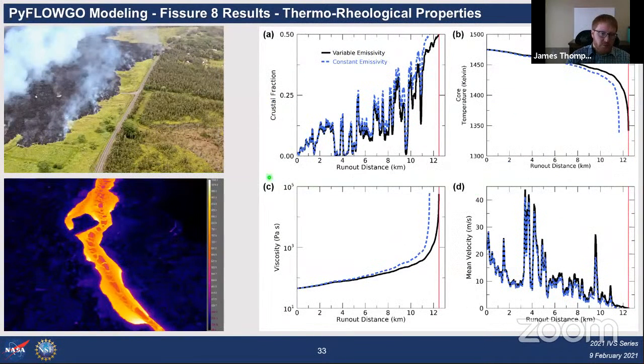And finally, I'm just going to show you how some of the rheological properties are influenced by this variable emissivity. For example, crustal fraction and formation is lower as a result. This causes viscosity to also stay lower for longer periods of time, and as a result, our velocities are higher as well. And this divergence is mostly seen towards the final regions of these flows, and that's where our greatest influence is observed.